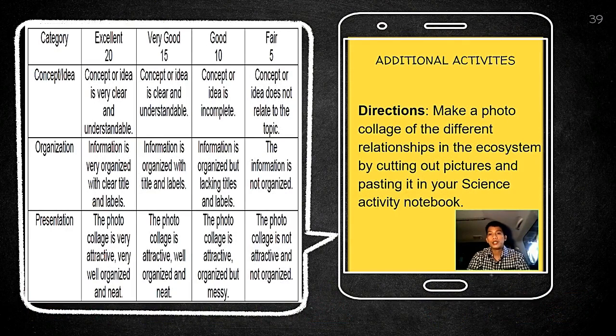And lastly, for the additional activities, the direction is to make a photo collage of the different relationships in the ecosystem by cutting out pictures or printing pictures and pasting them in your science activity notebook or science answer sheets. The rubrics are given in the left side corner of your screen. We have here the concept idea, the organization, and the presentation. Excellent is 20 points, very good is 15 points, good is 10, and fair is 4 points.